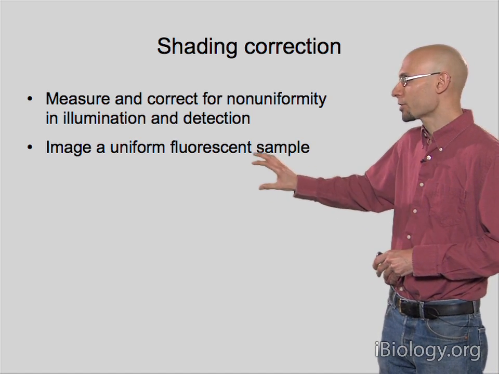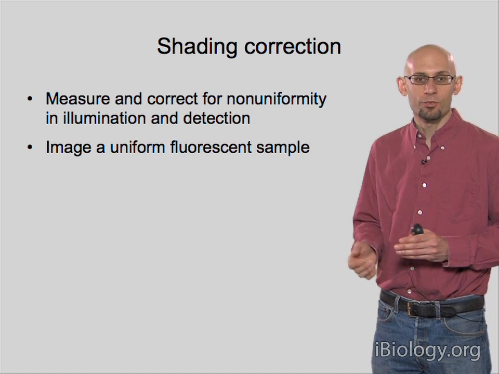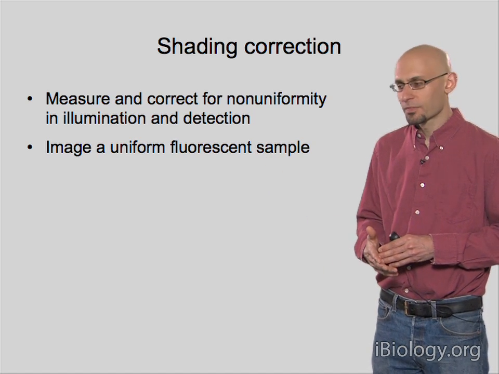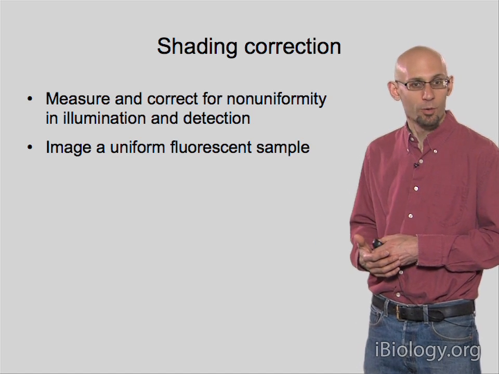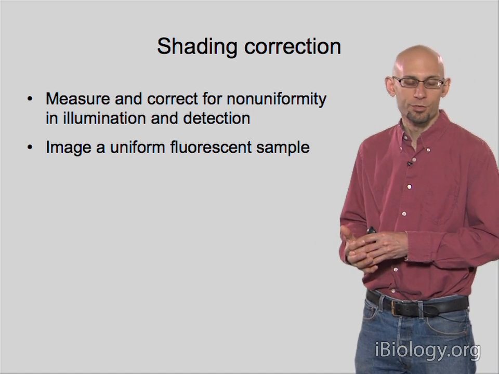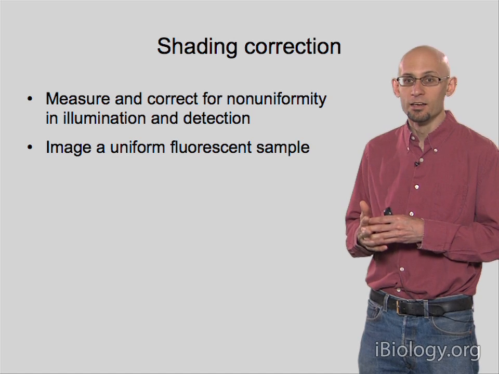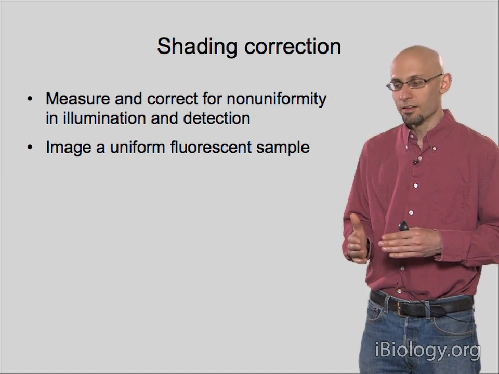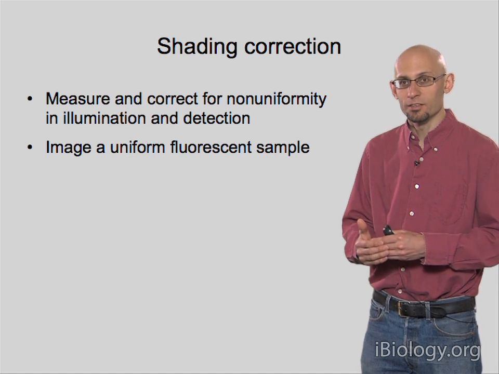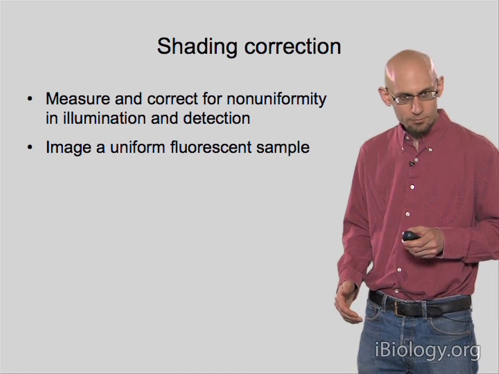And correcting for this is also quite simple. You just image a uniform fluorescent sample. And commonly what we use are just pieces of fluorescent plastic cut to microscope slide size. But you can also use uniform solutions of fluorescent dye suspended between a cover slip and a slide, or any other sample that's fluorescent and will be very uniformly distributed.